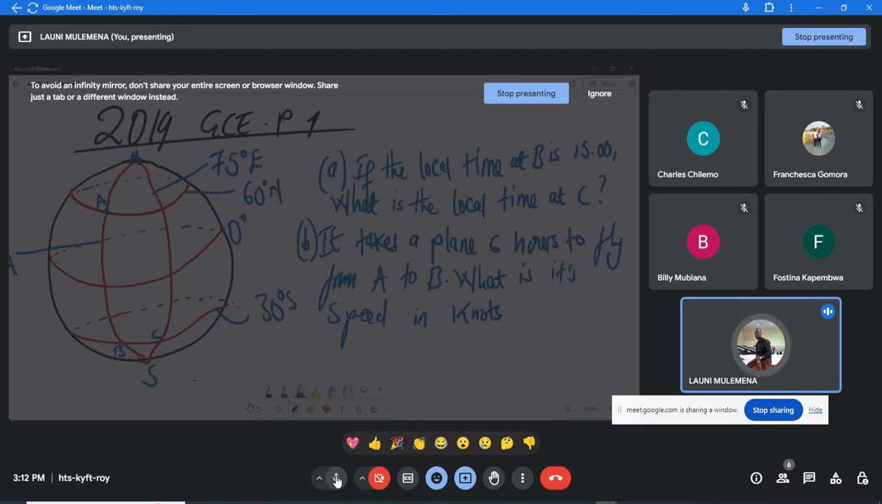However, certain concepts which have been asked in this question, I'll be going a step further just to explain here and there, especially on time calculation.